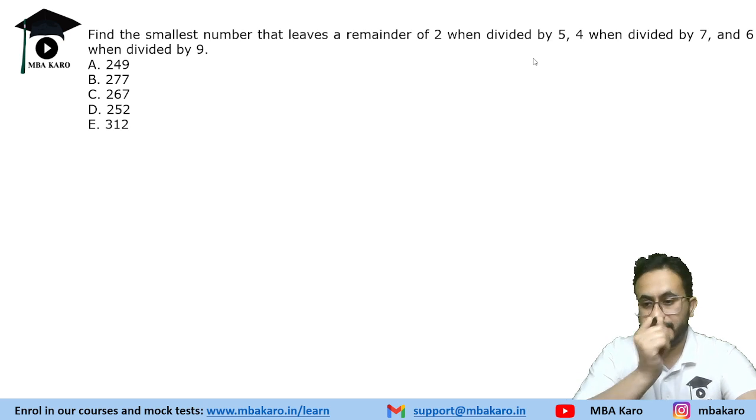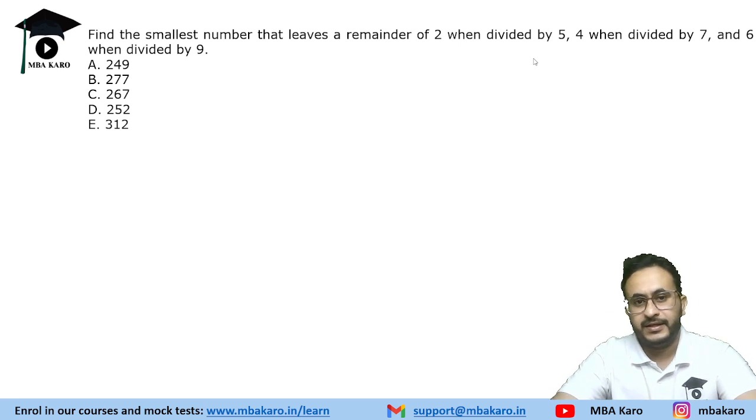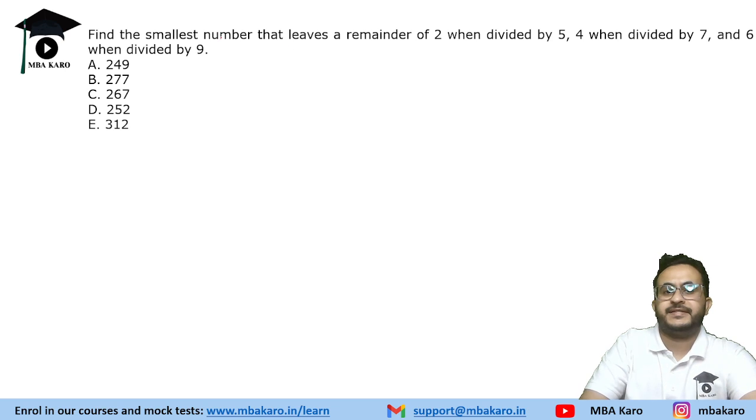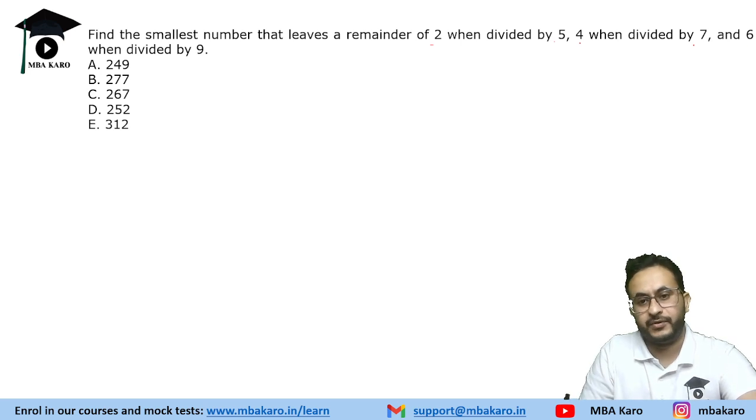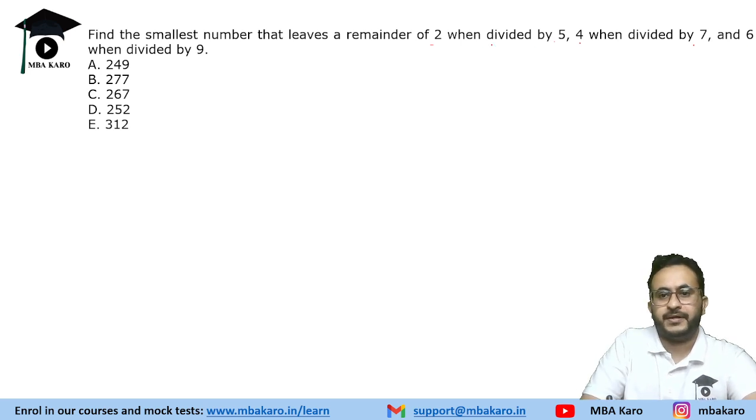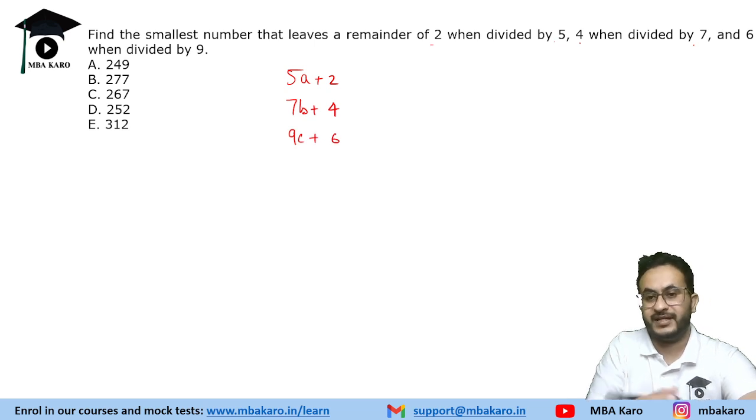Okay, so here's the next question, which is an application of LCM again. It says find the smallest number that leaves a remainder of 2 when divided by 5, 4 when divided by 7, and 6 when divided by 9. Okay, so let us say it is 5a plus 2, and it is also 7b plus 4, right, and 9c plus 6. Okay, that is the remainder.